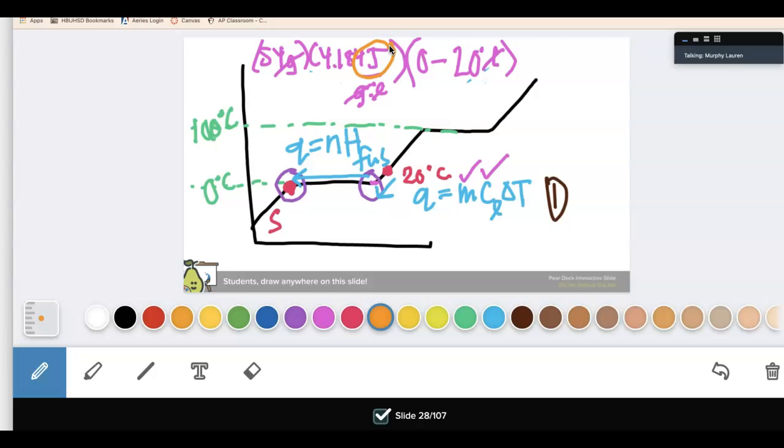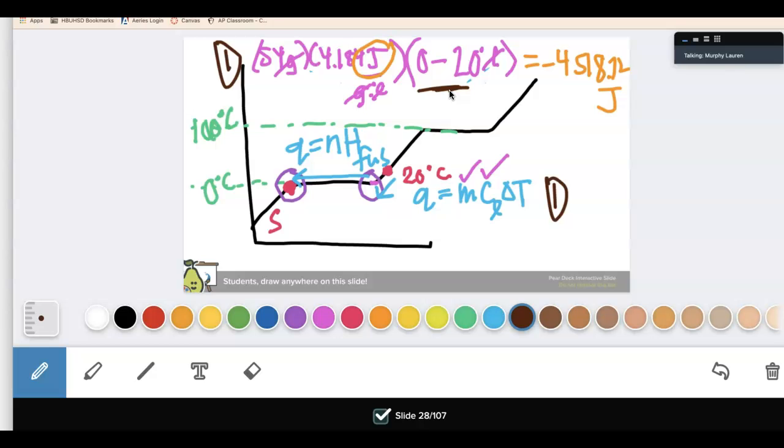Okay, so this is equation 1. Let me just calculate it out right now. 54 times 4.184 times negative 20. And it is negative 0.72 joules. So that's equation 1. There really isn't much difference except you've got to be careful with the temperature when you're going downhill.